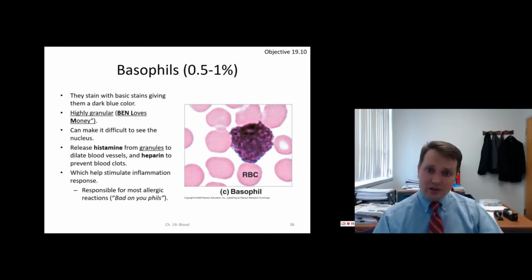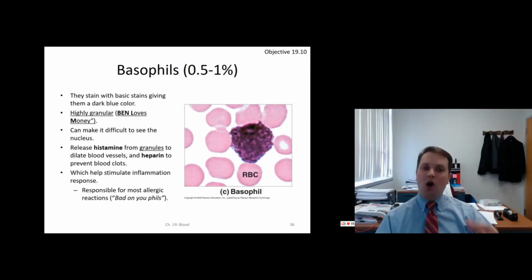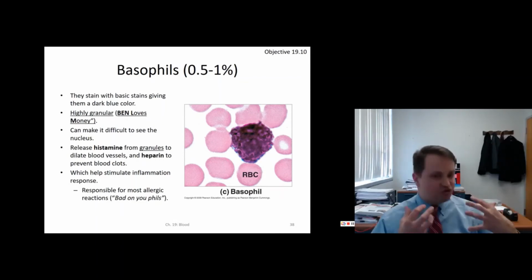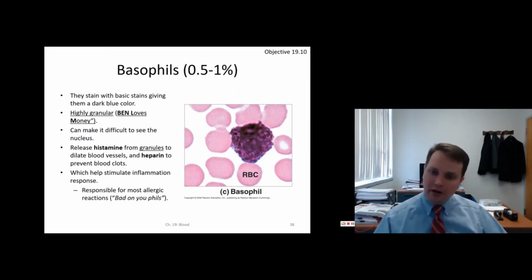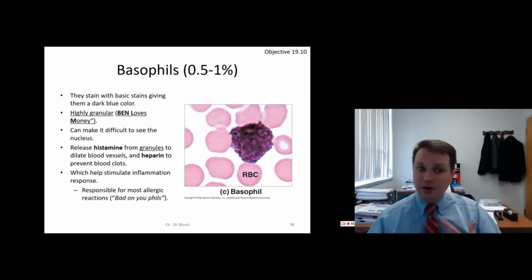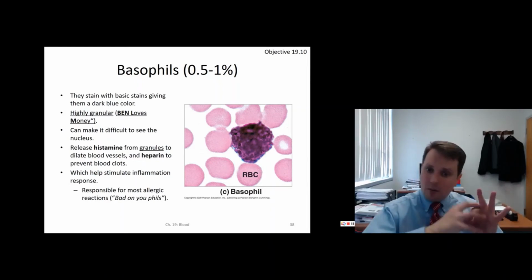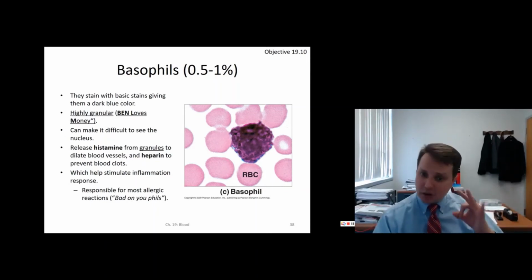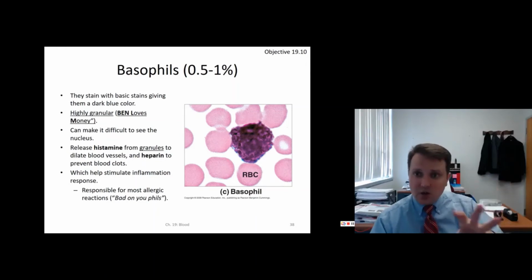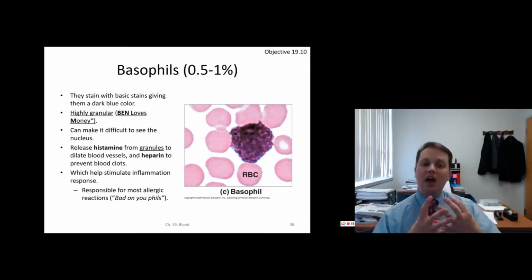Basophils, the lowest in number, are very dark and basic. They take up a dark blue basic stain, and they are extremely granular. They're so granular you can barely see the nucleus. The granules contain histamine and heparin. Histamine dilates blood vessels to bring nutrients and more blood, white blood cells to an infected area, and heparin prevents a blood clot in that area so that you can bring lots of good helpers to fight things.